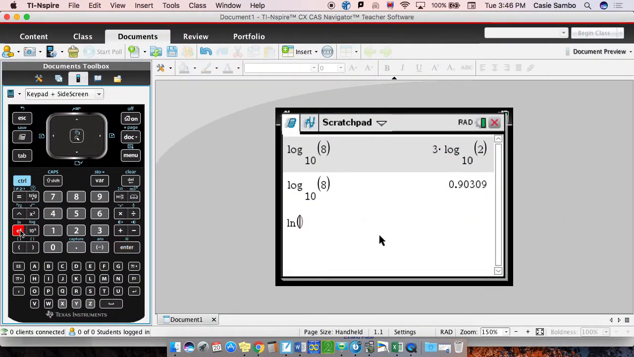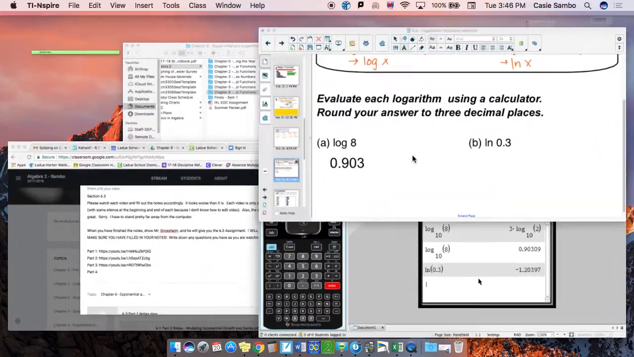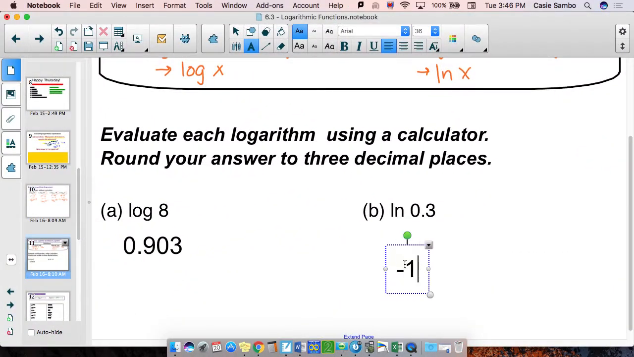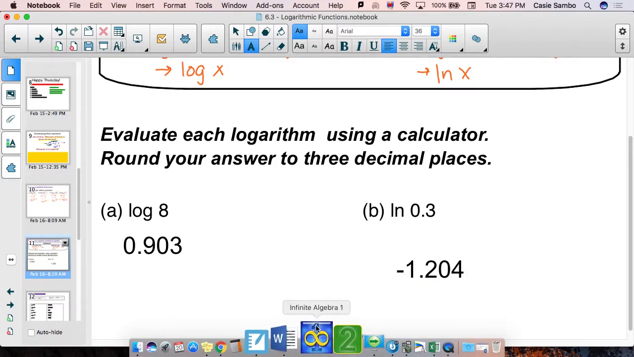And then with the natural log, that natural log button is above the e to the x, so we're going to press Control, natural log of 0.3. And then I'm going to press Control before I press Enter, so again it gives me a decimal. I want to round that to the nearest 3 places behind the decimal, so I'm going to have negative 1.204.